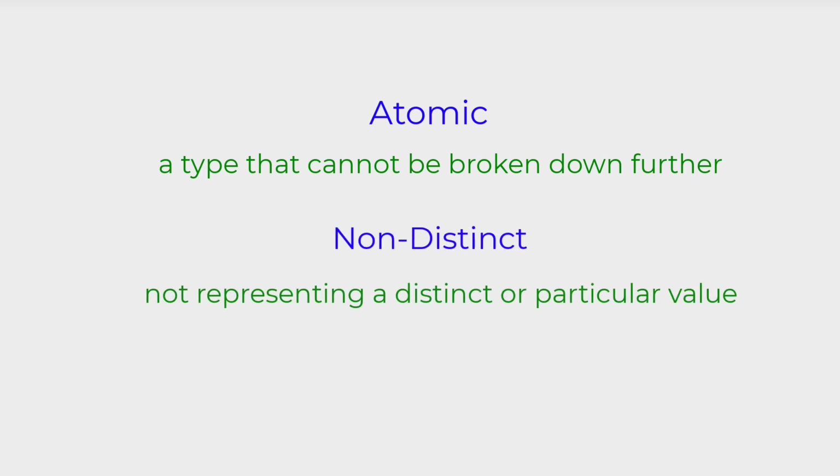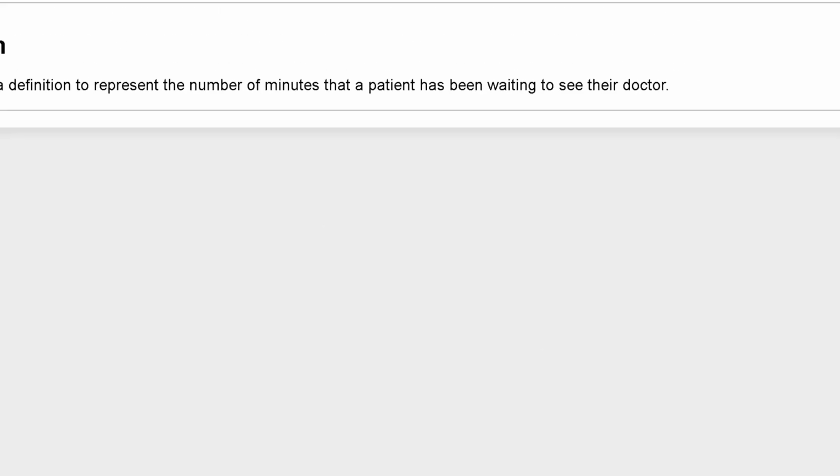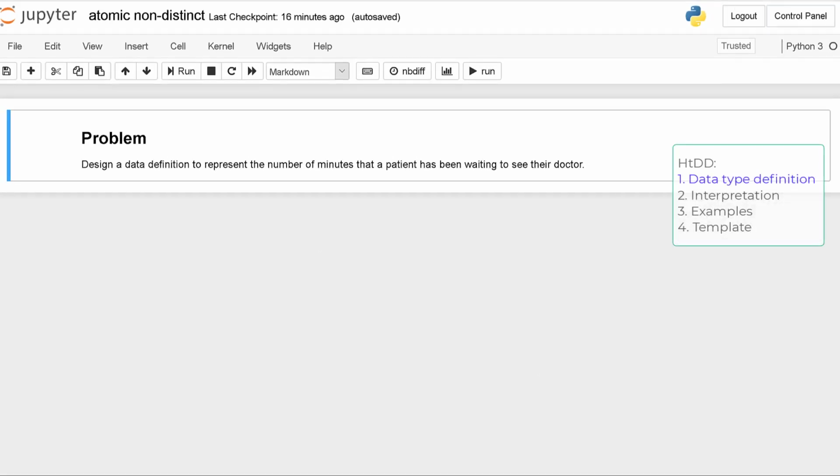Atomic means a type that cannot be broken down further, and non-distinct means it's not representing a distinct or particular value. In this case, it's not one particular integer, like 7, that we're representing. This data definition can be used to represent any non-negative integer. I know that there are ints and floats. Which one fits best in this situation? I think it's most reasonable to represent whole minutes because I think that's precise enough. So I'll use an int.